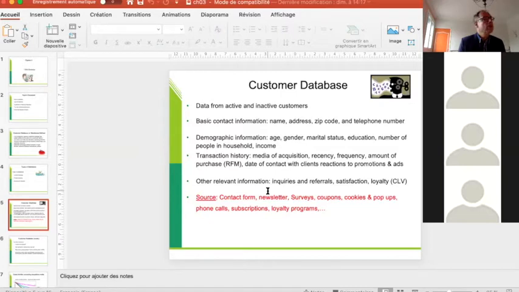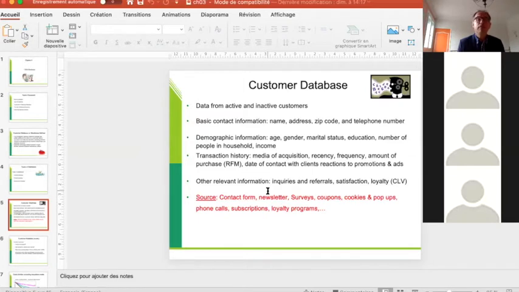What is also important are the reactions to promotions and ads. This can be directly measured through links. For example, a customer sees a banner on Google or on Facebook or social media. When he clicks through, you can directly measure the reactivity in order to see to which type of ad or promotion the customer is sensitive and whether he answers this promotion or not. So it's supplementary information that helps you to better understand the customer.